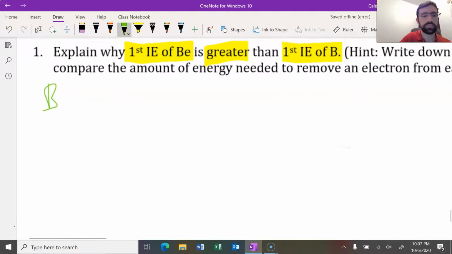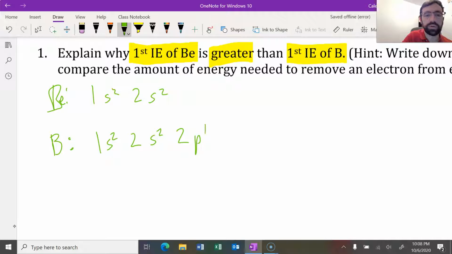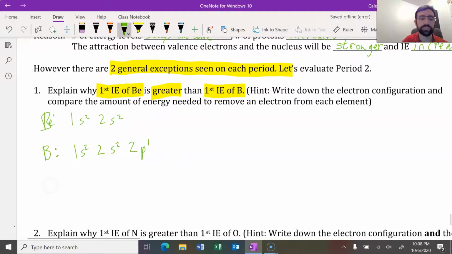Boron is 1s2, 2s2. And I'm sorry, that's actually beryllium. And boron is the one that is 1s2, 2s2, and then 2p1. Now let's think about the energy levels we have and where it's the hardest to take electrons from.